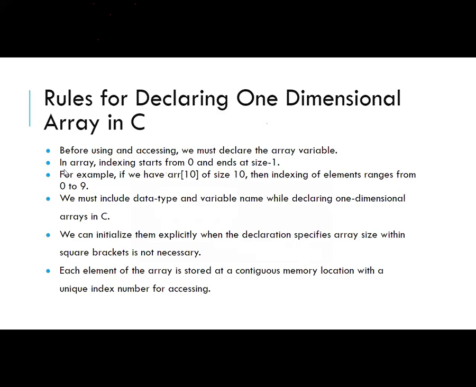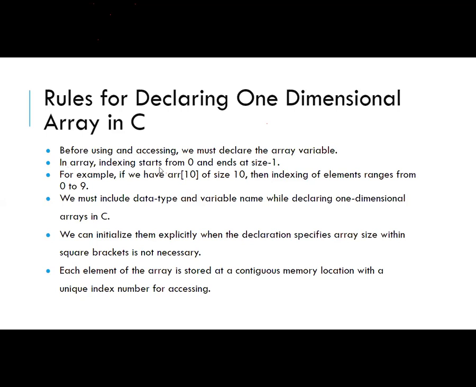Okay, so now when you are initializing a one dimensional array, there are certain rules which you have to keep in mind. Before using and accessing an array, the variable must be declared. This rule is common; we use it for variables also. Before we use a variable, we have to declare it first. Similarly, if you are using an array variable, you have to declare it before using it.